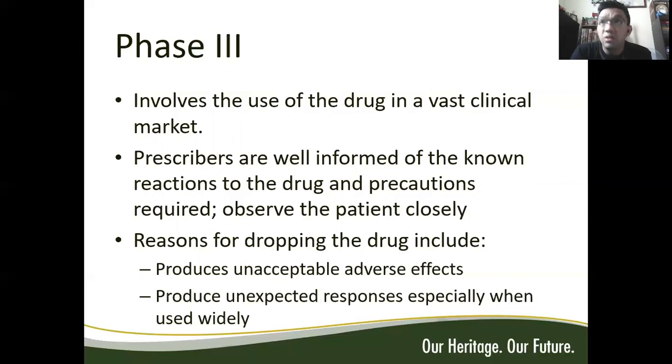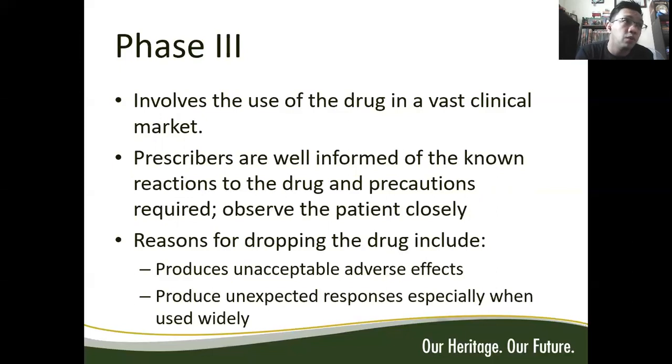Now, drugs can also be dropped out of this phase during phase 3. And what are the reasons behind? Reasons for dropping the drug include the following. It produces, again, unacceptable adverse effects, or produces unexpected responses, especially when it is used widely. So since a large group of people are being tested here now, the scientists are going to learn sometimes that this drug can be harmful to specific patients.